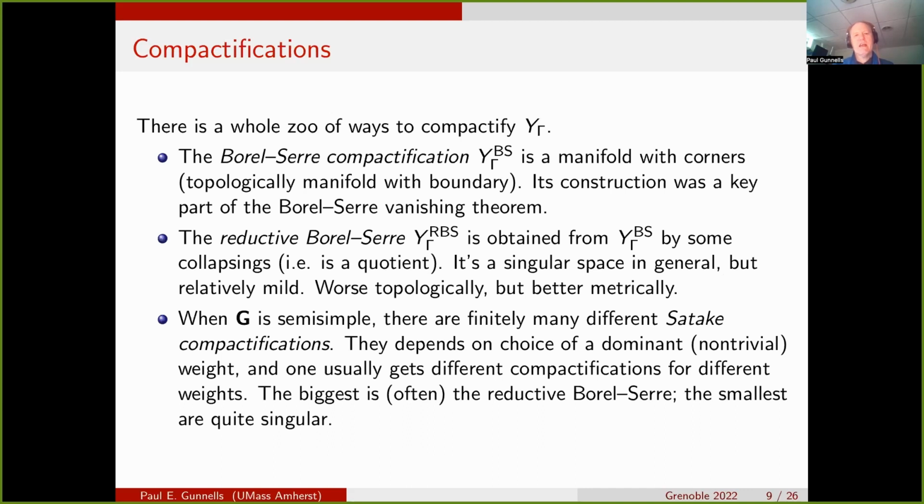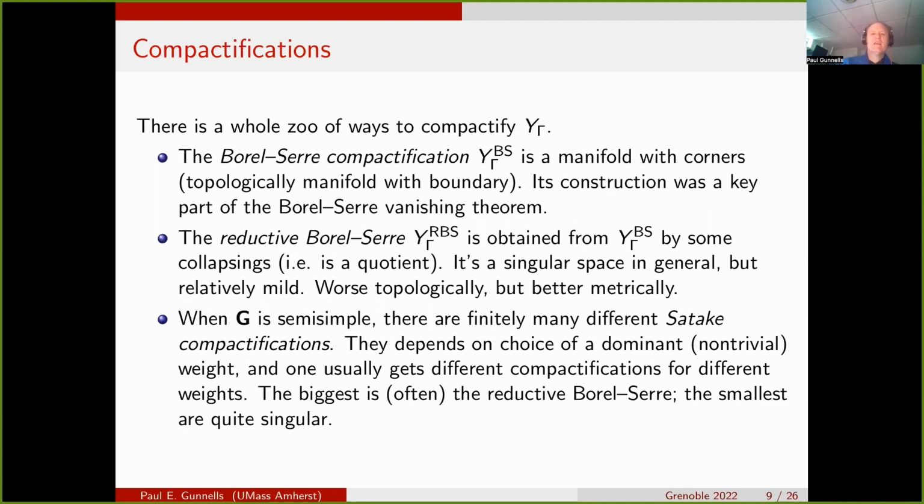Okay, so that's a nice space. It's a manifold with boundary, which we know is a nice thing. But in some ways of looking at it, it's not that great. So it's sort of too much for some applications. So there's a variation on this called the reductive Borel-Serre, which is obtained from the Borel-Serre by quotienting out some things. And I'll give you an example in a moment.